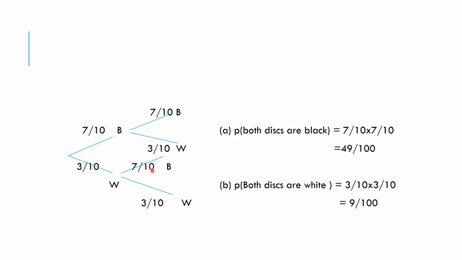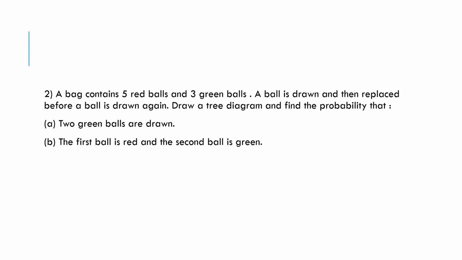Probability of white and black is 3 by 10 into 7 by 10. Probability of white into white is 3 by 10 into 3 by 10. So the probability that both the discs are black and black is 7 by 10 into 7 by 10, that is 49 over 100. And then the probability that both the discs are white into white is 3 by 10 into 3 by 10, which is 9 over 100, is basically our answer. It cannot be simplified further, so this is our answer.